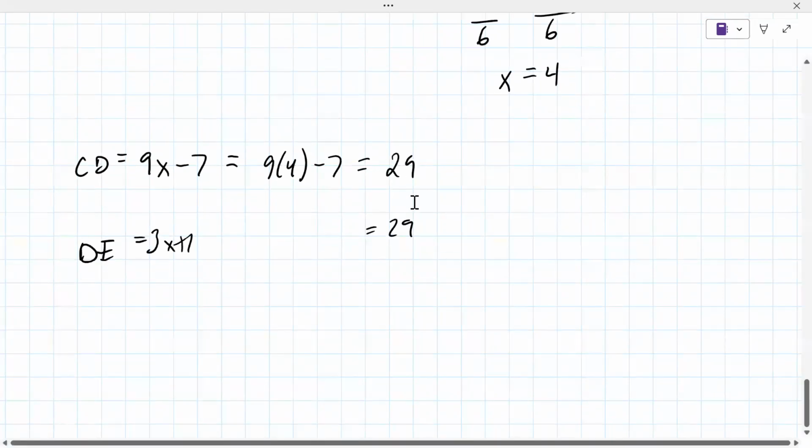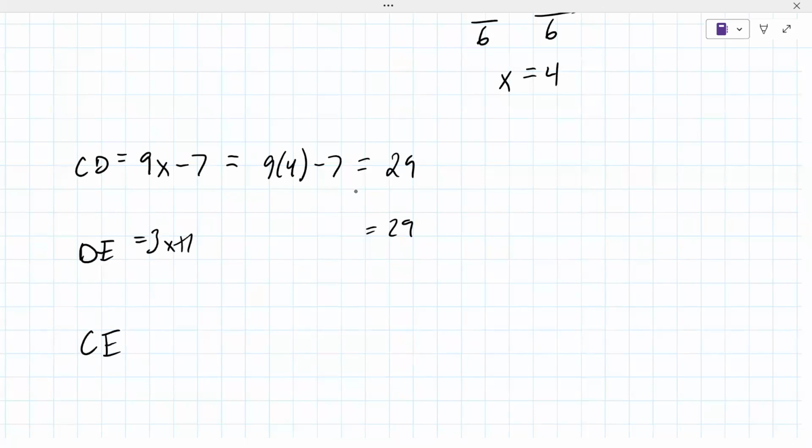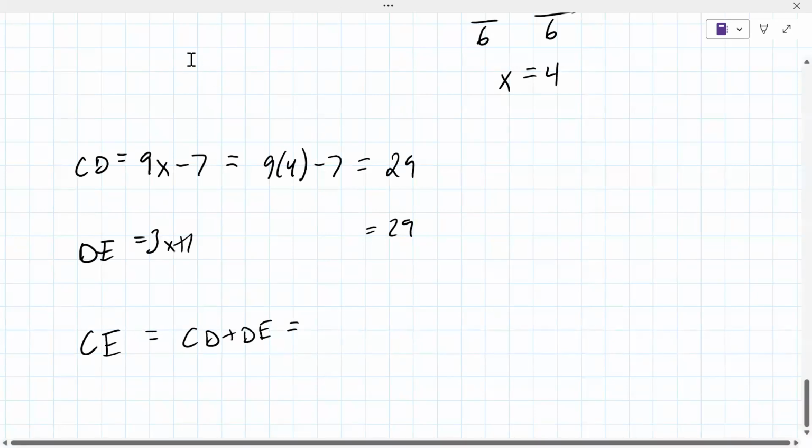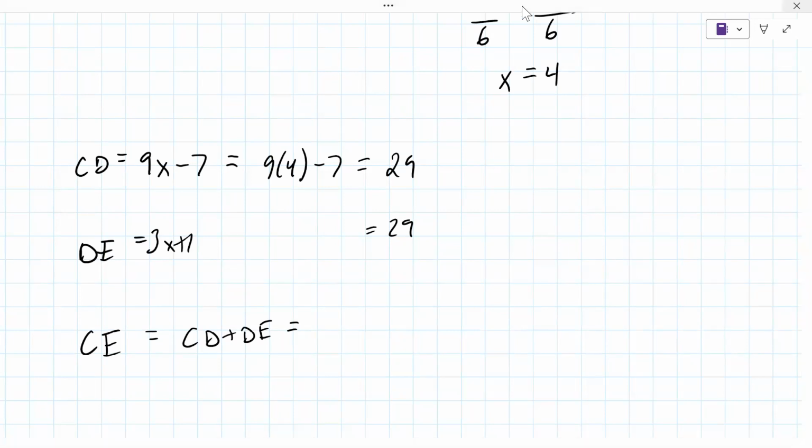Are you surprised that they're the same? No, because they're congruent. So what's the distance from C to E? Well, C to E is CD plus DE. What is the total distance? 68. Oh wait, right again? Yeah, 68. Nope. Try again. Oh, wait, 58. There we go. 58.